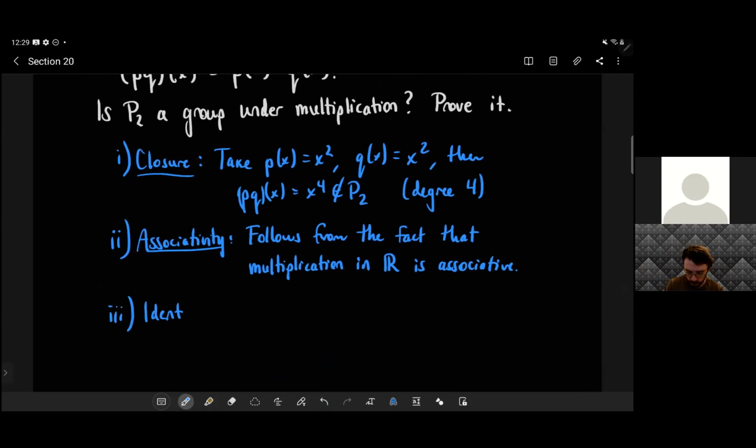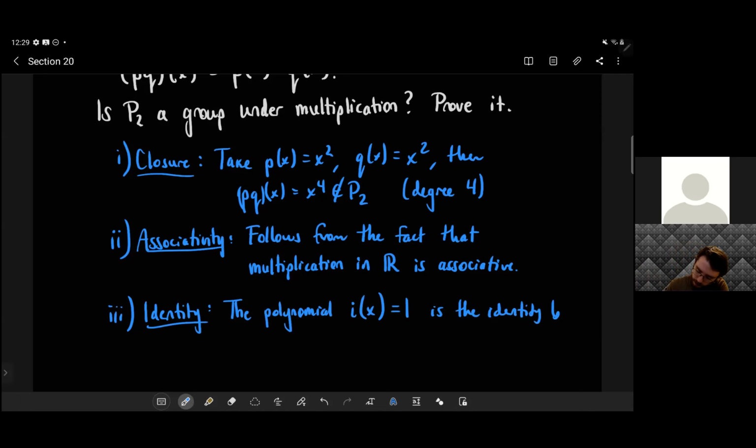Identity, well, we want it to be an identity under multiplication. So given some polynomial p, what can I multiply by p to get itself? Well, just the function 1. The polynomial, maybe I'll call it I of x, I for identity, is actually the identity because p times I of x, and also I times p of x.